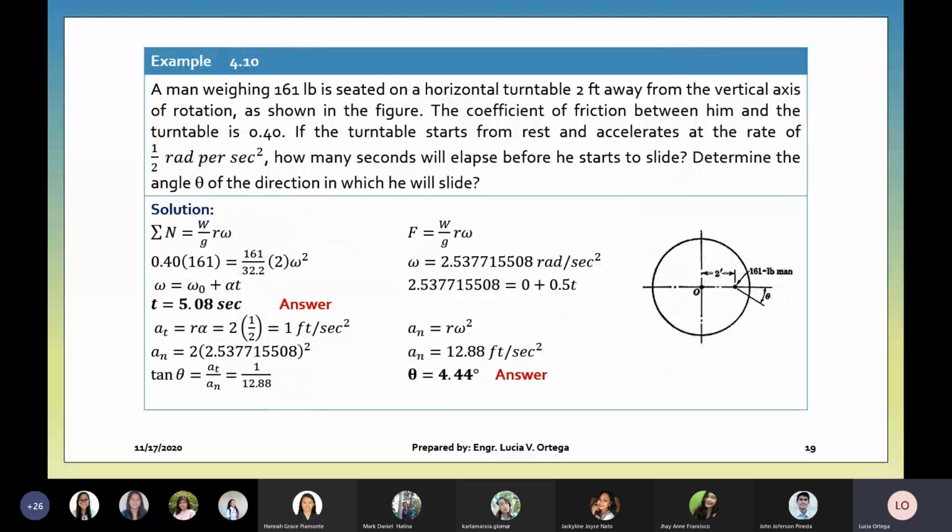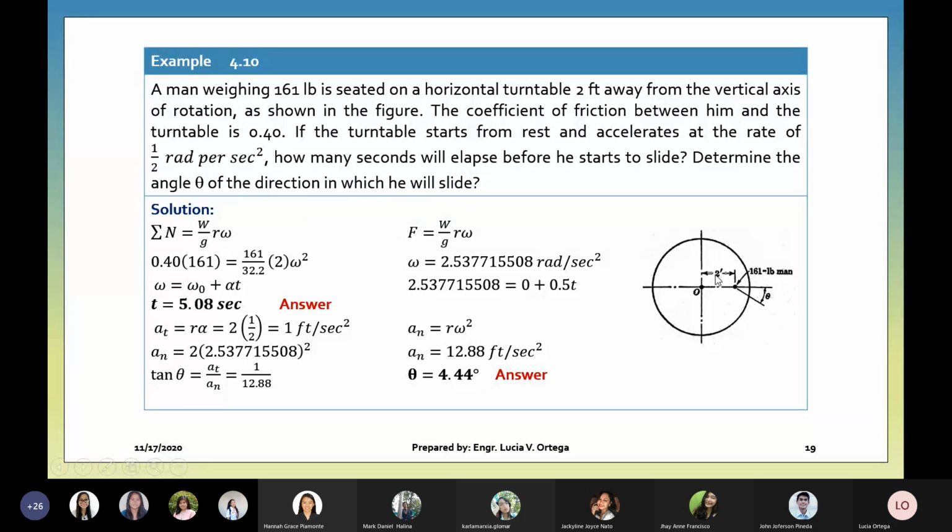So only 4 problems. A man weighing 161 pounds is seated on a horizontal turntable. This is the position of the man, 2 feet away from the vertical axis of rotation. The coefficient of friction between him and the turntable is 0.4. If the turntable starts from rest and accelerates at the rate of 1/2 radians per second squared, how many seconds will elapse before he starts to slide? Determine the angle theta of the direction in which he will slide.